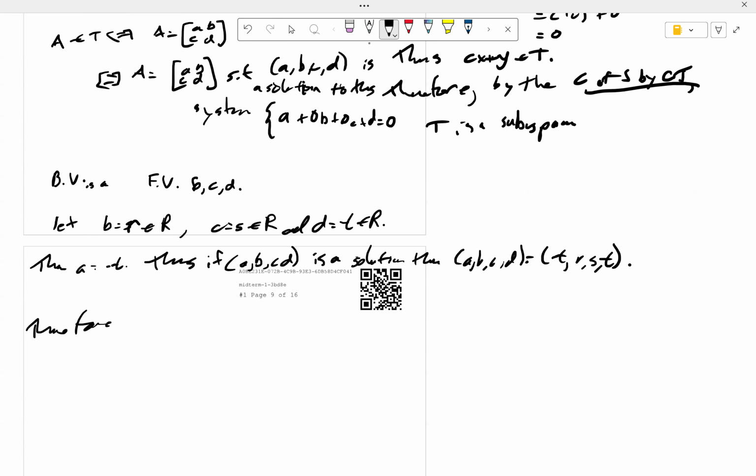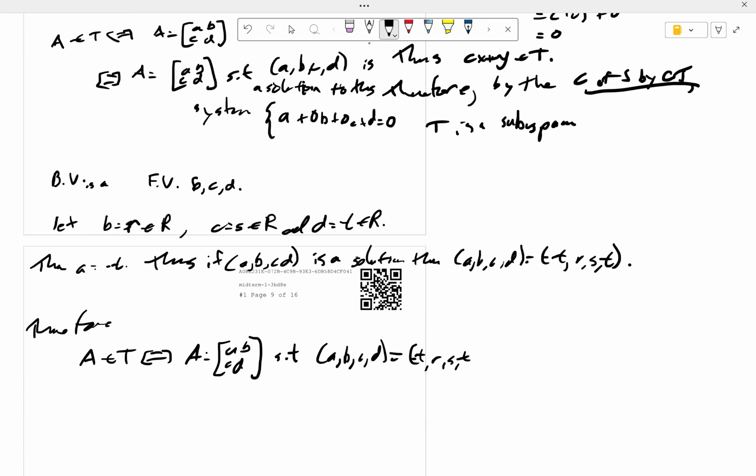Therefore, A is in T if and only if A equals (a, b, c, d) such that (a, b, c, d) equals (r, s, -t, t)... where r, s, and t are in the real numbers.